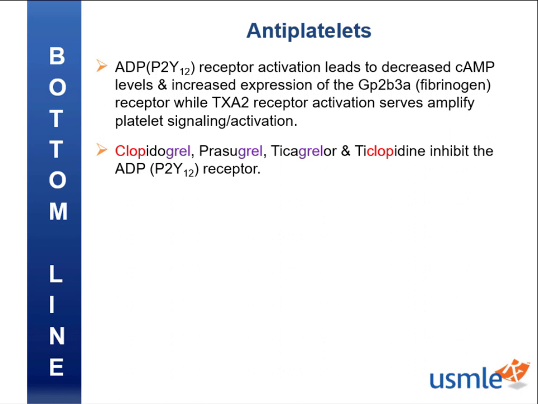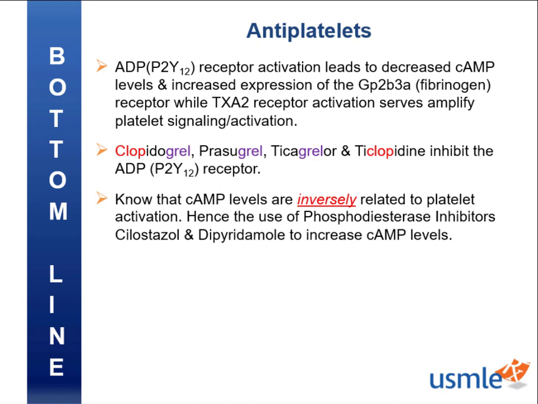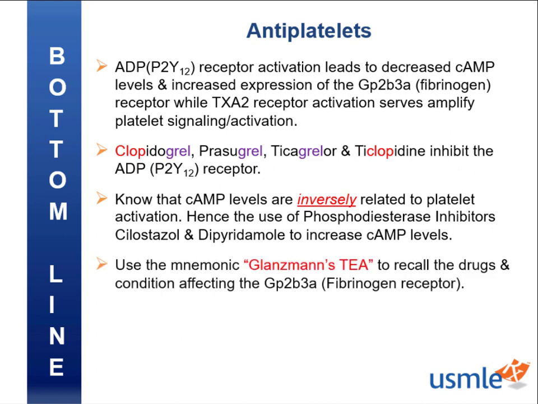Next, clopidogrel, prasugrel, ticagrelor, and ticlopidine inhibit the ADP P2Y12 receptor and can be recognized by grel or clop in their names. Thirdly, it is important to know that cAMP levels are inversely related to platelet activation, hence the use of phosphodiesterase inhibitors, cilostazol and dipyridamole, which serve to increase cAMP levels inside of platelets and lead to decreased platelet activity. Also, when recalling the GP2B3A receptor inhibitors, use the mnemonic Glanzmann's T to remember the autosomal recessive condition, Glanzmann's thrombasthenia, and the GP2B3A receptor inhibitors, tirofiban, eptifibatide, and abciximab.